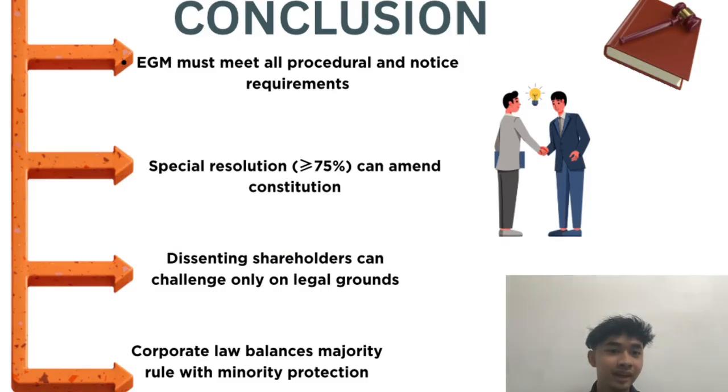Okay, to conclude, XYZ must follow all procedural steps to hold a valid EGM. A special resolution passed with a 75% majority can change the constitution. Minority or dissenting shareholders can challenge the process only if there is opposition in bad faith or a breach of the law. So this case shows how important it is to balance the majority's power with the rights of minority shareholders. So I think that's all from us. So thank you.